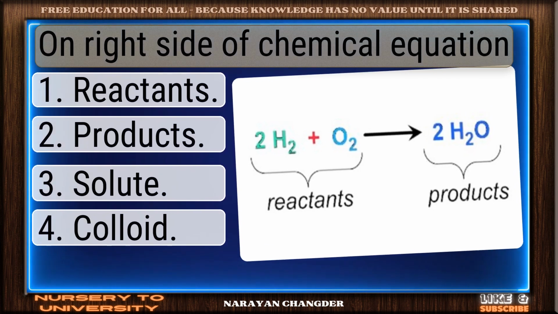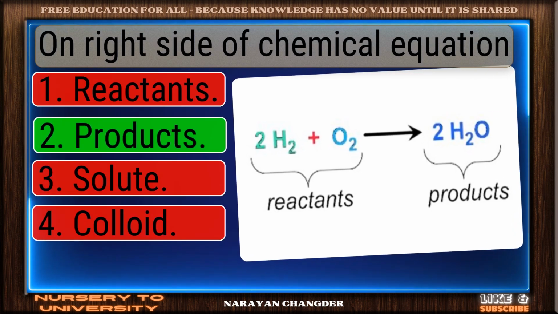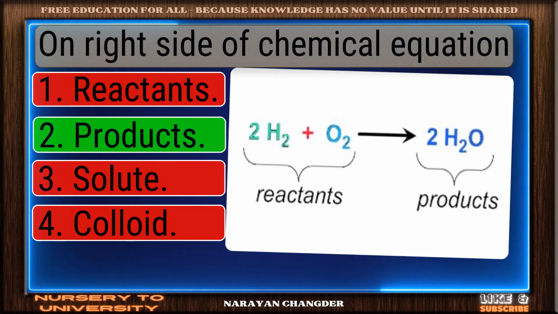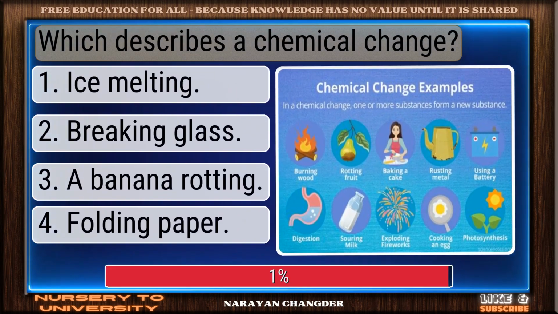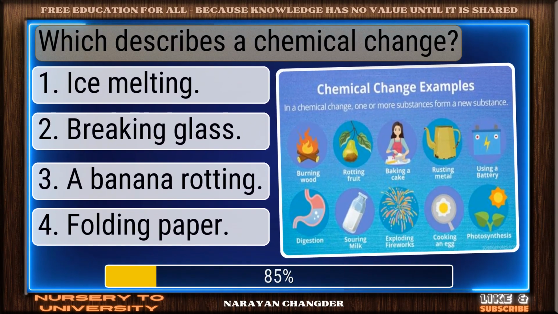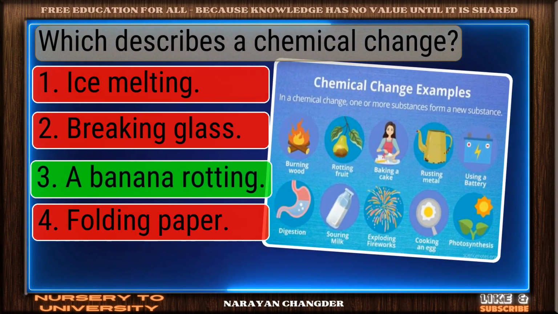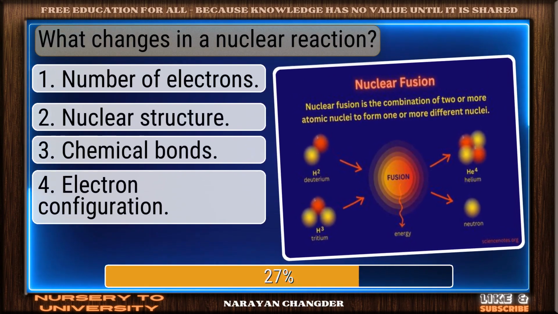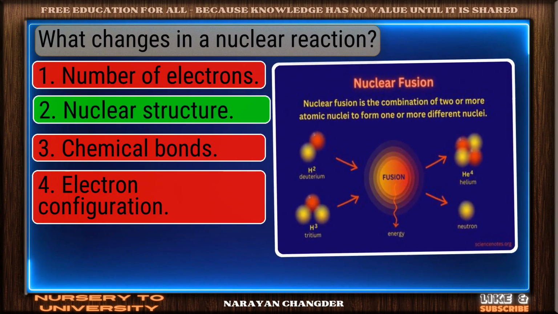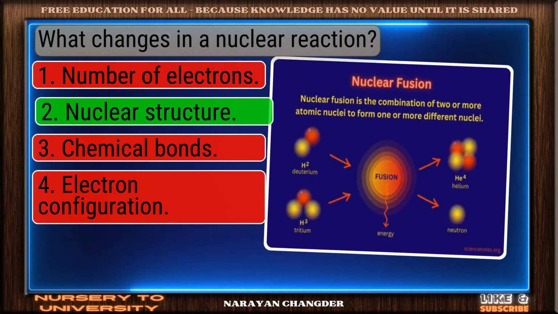On right side of chemical equation. Smart move. Products is an accurate answer. Which describes a chemical change? Great thinking. A banana rotting is the right choice. What changes in a nuclear reaction? Sharp thinking. Nuclear structure is the right choice.